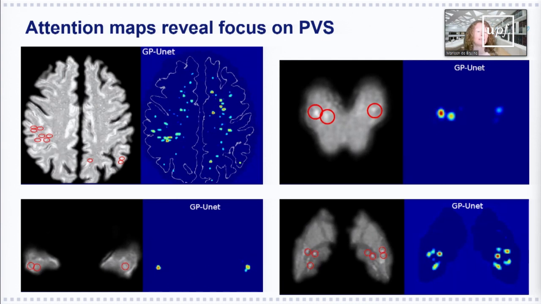And if we look at the attention maps, here you see the attention maps for different regions, and on the left you see lesions annotated by an expert observer. You see that by and large, the network has focused on the right lesions. It found evidence for perivascular spaces in the locations that were annotated by the observer.